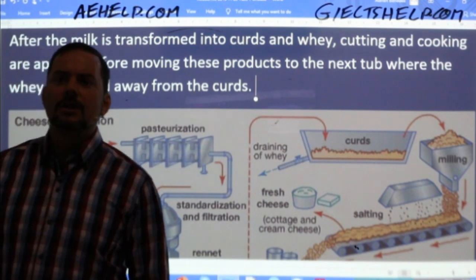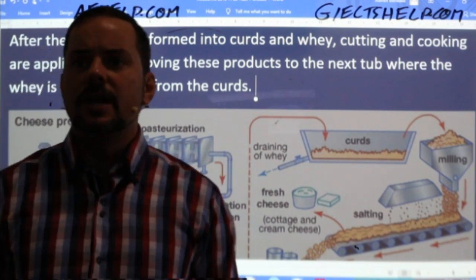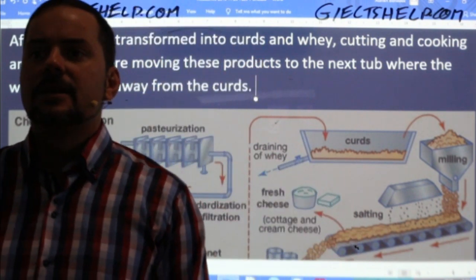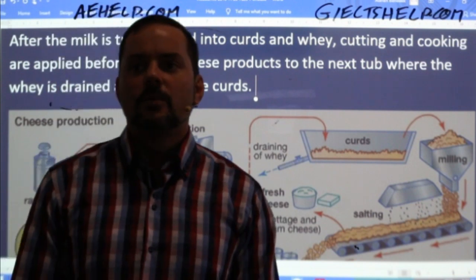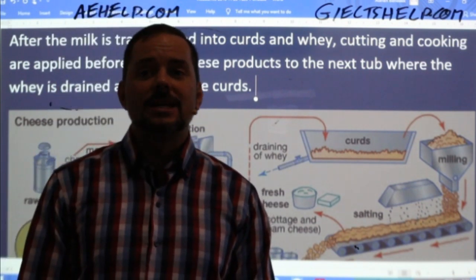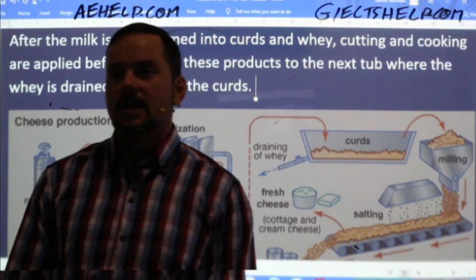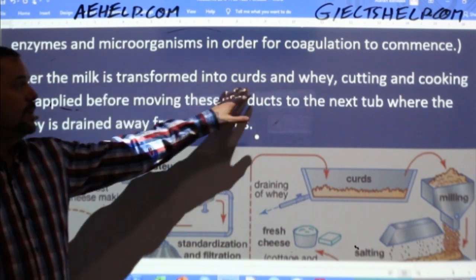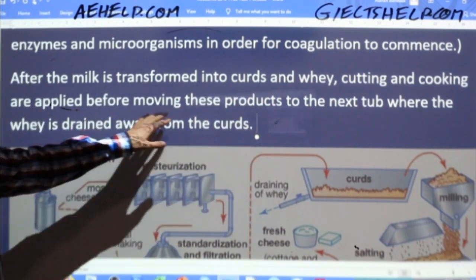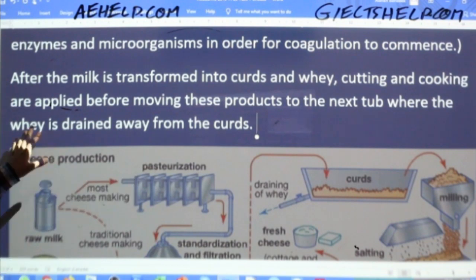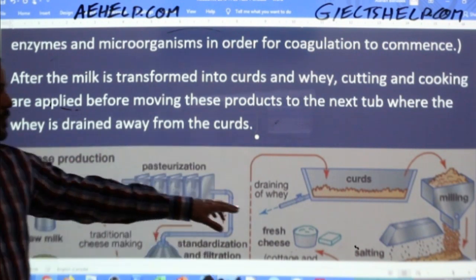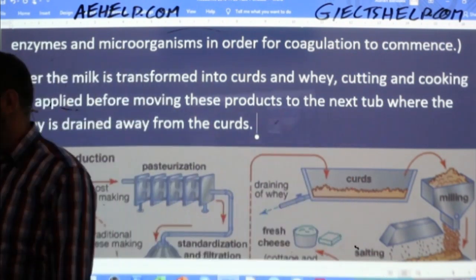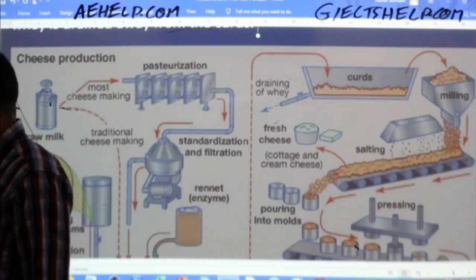Sugandika says the raw milk then is converted into curds and whey. Cutting and cooking methods are applied before the next milling process, whereby the whey is drained out. Okay, all right, Sugandika, not bad. So after the milk is transformed into curds and whey, cutting and cooking are applied before moving these products to the next tub, where whey is drained away from the curds, right? So draining of whey away from the curds. Okay, good.